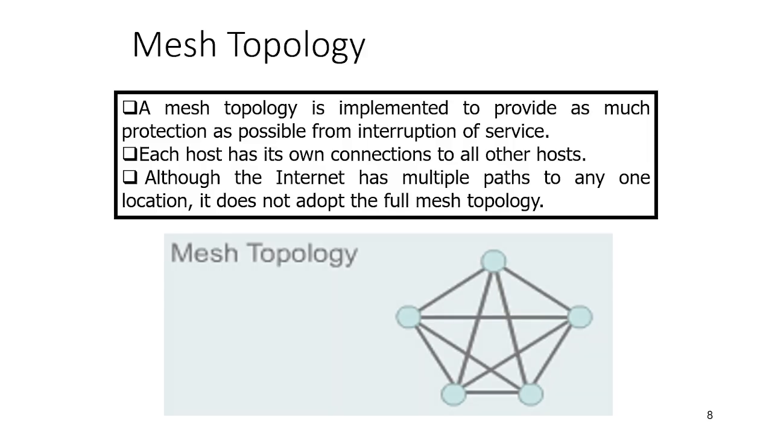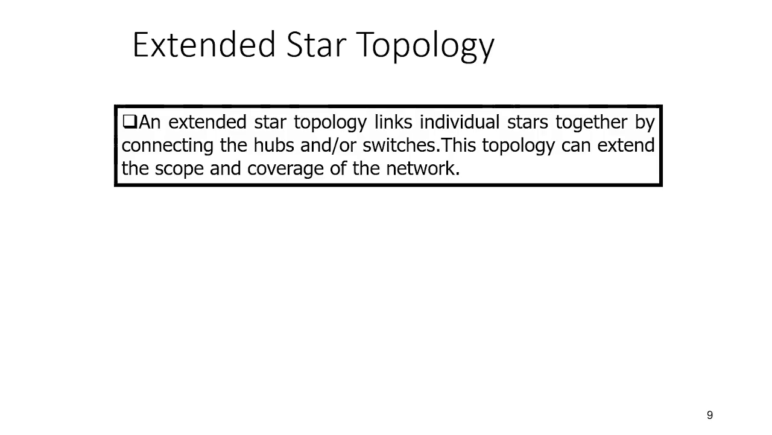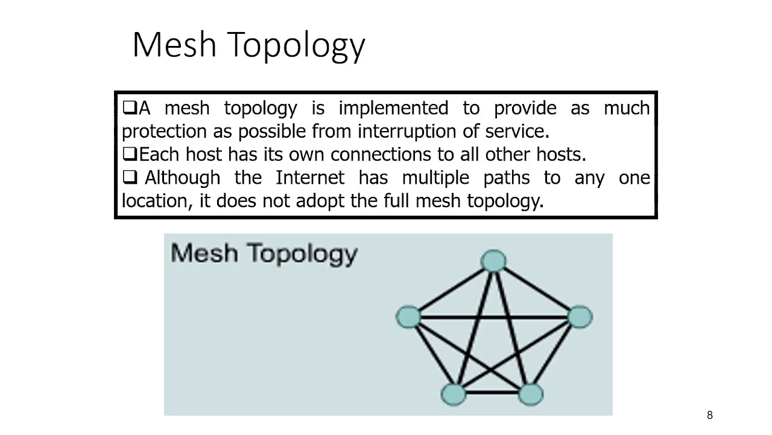Next is mesh topology. In mesh topology, every device is connected to multiple other devices. This provides multiple paths for data transmission, which increases network reliability. Mesh topology is of two types: full mesh and partial mesh. In full mesh, every node is connected to every other node. In partial mesh, only some nodes are connected to multiple nodes.